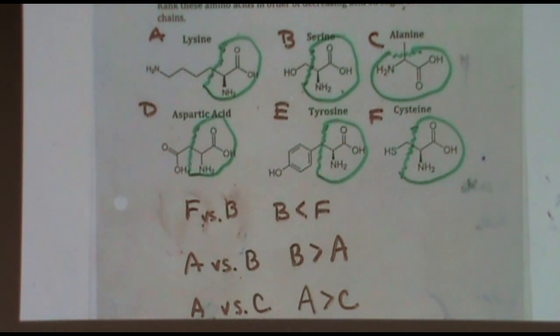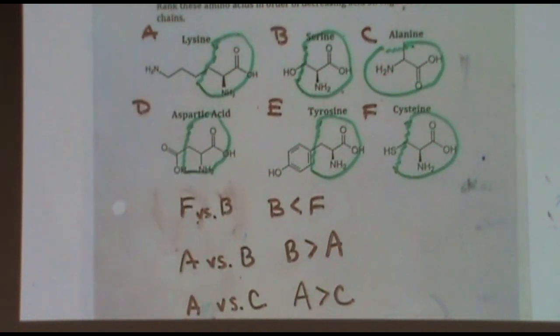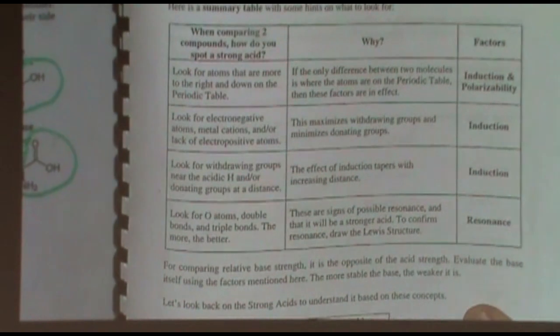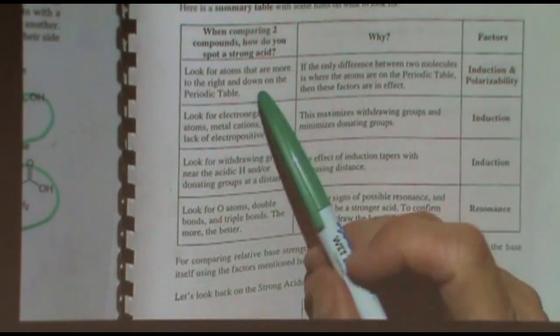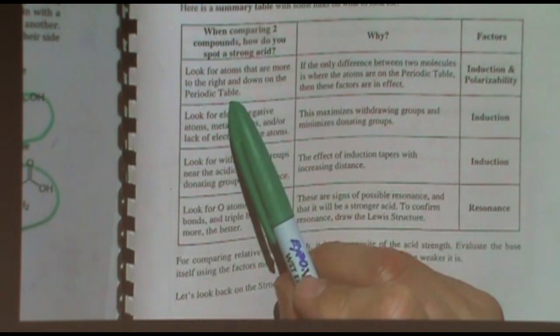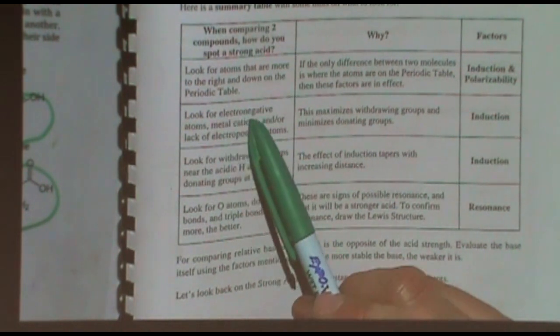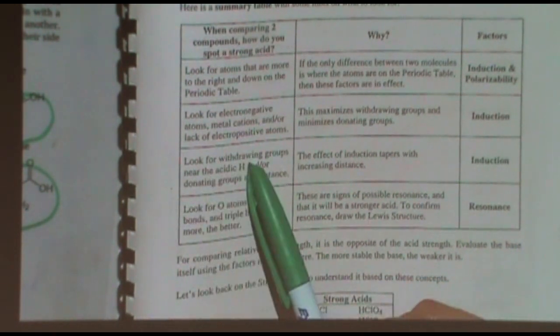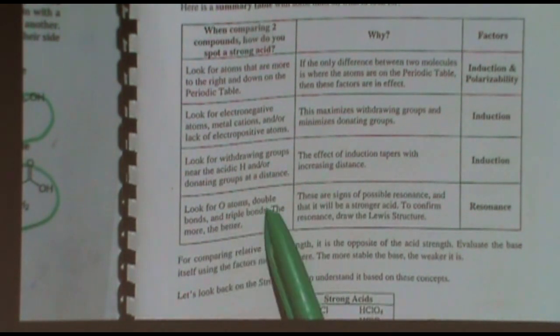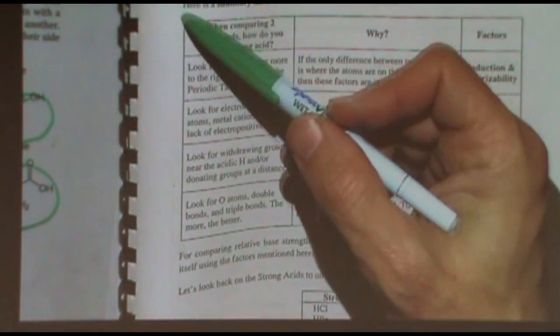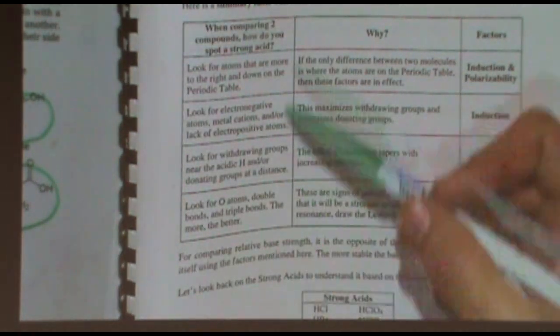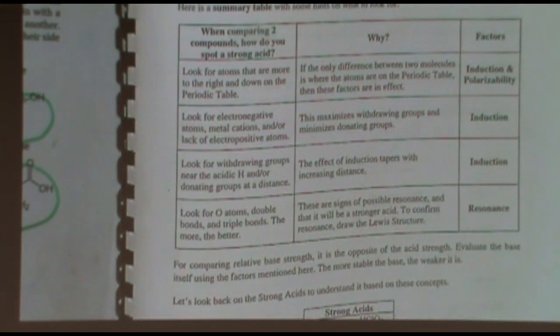So you basically want to use, and I put this as a summary here in the reader, the sort of things I'm looking for as a quick snap judgment. Look for atoms that are more to the right and down on the periodic table. That's the one we focused on. Those will be stronger acids. I'm going to look for electronegative elements. I'm going to look for withdrawing groups or more oxygens and double bonds. So I'm basically focusing right here to make my initial decision. If it's harder than that, then I might have to draw out a Lewis structure.